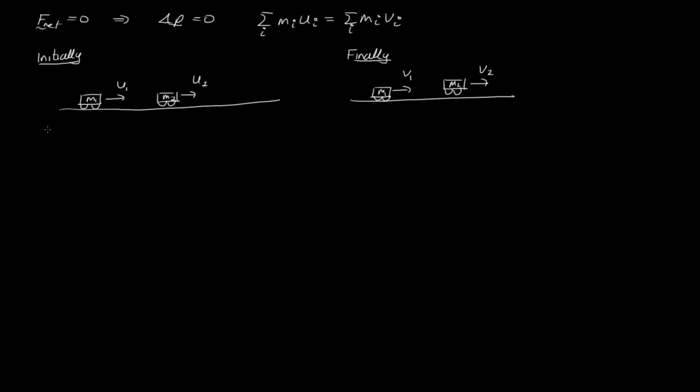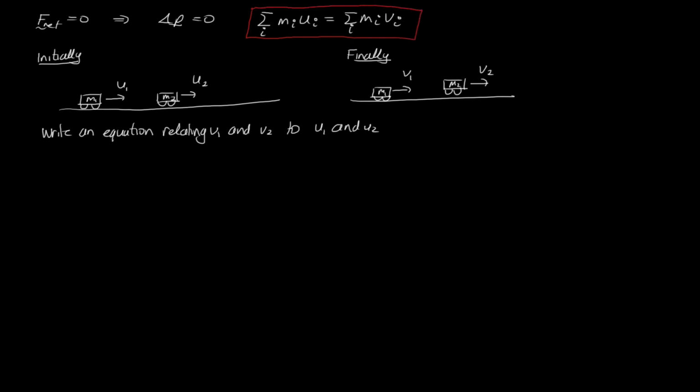And a possible question we could ask about this is, write an equation relating v1 and v2 to u1 and u2. So to do this, we can just use this expression up here, and when we're using that, what we can write is m1 u1 plus m2 u2 is equal to m1 v1 plus m2 v2. So that would be how we'd solve that problem, but often we'll get more numeric type problems. So let's have a look at another problem that we can use this to solve.